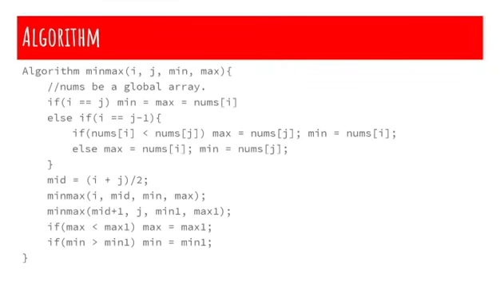Let's look at the algorithm. We have considered nums to be a global array. The parameters i, j, min and max represent the first index, last index, minimum value and the maximum value respectively. We invoke the function with i value as 0 and j value as 1 lesser than the length of the array nums, min and max as nums of 0.